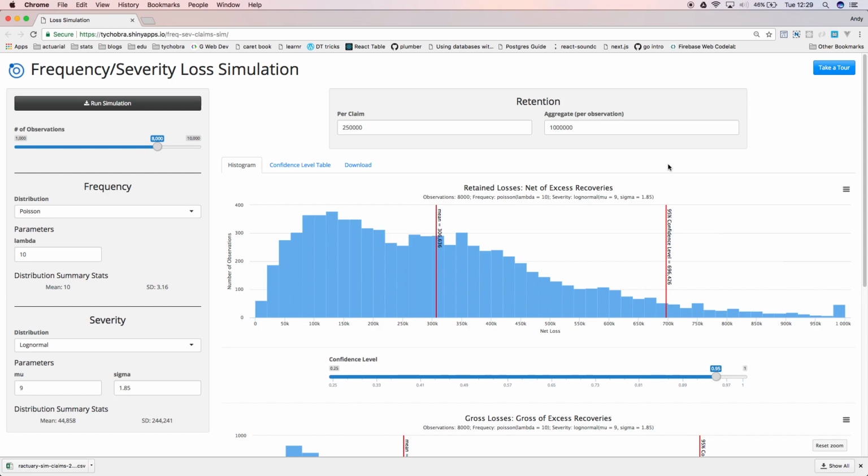Okay, that's all for this specific demo. And this demo had limited functionality to make it more approachable and generalizable. But with a little work, this app could be customized to simulate highly specialized books of business with multiple lines and complex retentions.